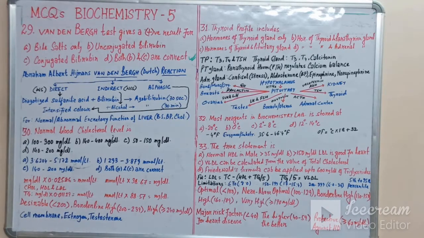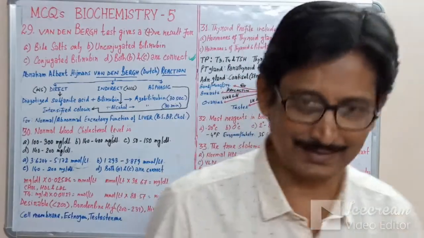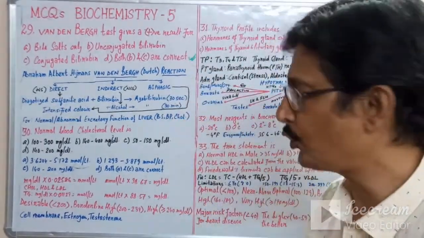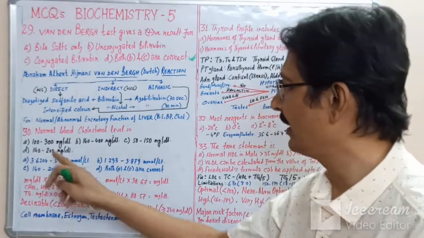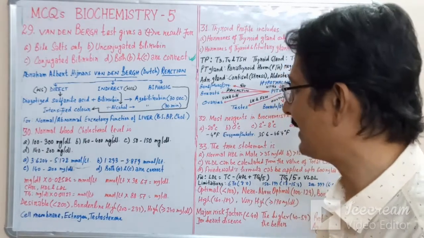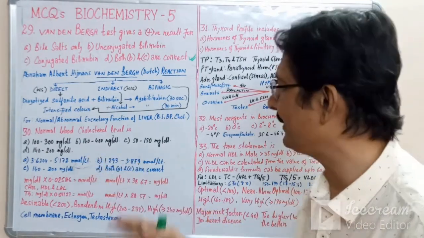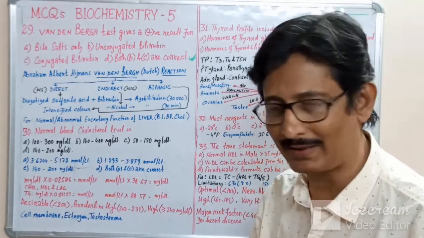Question number 30 demands thorough knowledge, though the normal blood cholesterol level is a very simple question. It may appear as a question asking about the normal blood cholesterol level. There are two sets of options. One set is like 100 to 300 milligram per deciliter, another is 140 to 400, 50 to 150, and 40 to 200 milligram per deciliter.